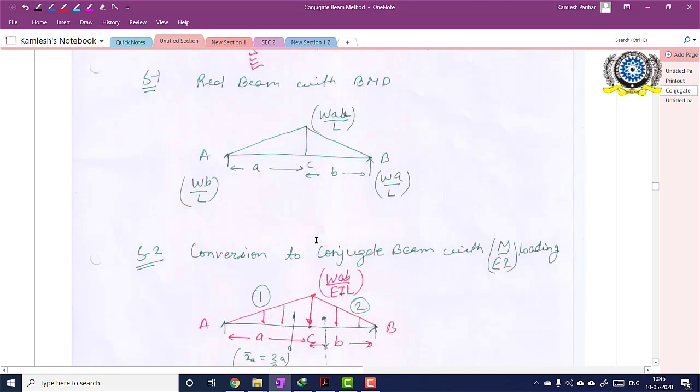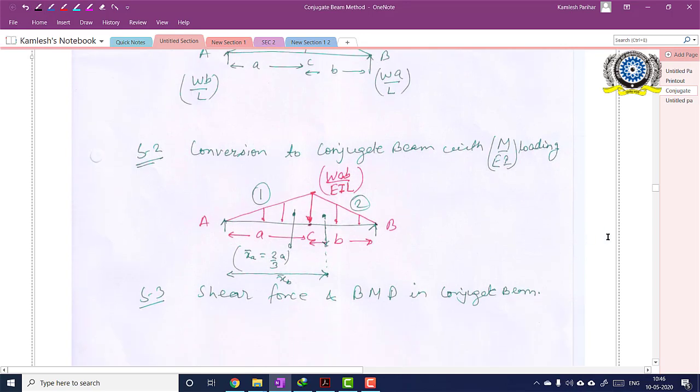Now the conjugate beam. Okay, so this is the conjugate beam as shown, AB again, and the BMD is now acting as load on this conjugate beam. So this conjugate beam is having a triangular load. Okay, and we have to find out shear force and bending moment in this conjugate beam, and these shear force and bending moments will be the slope and deflection in the real beam.